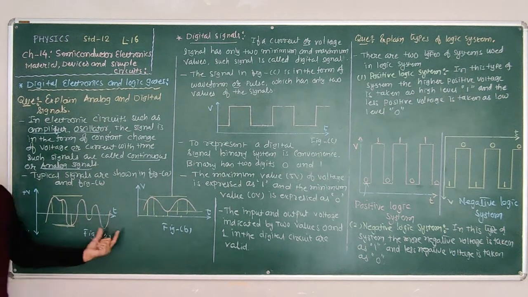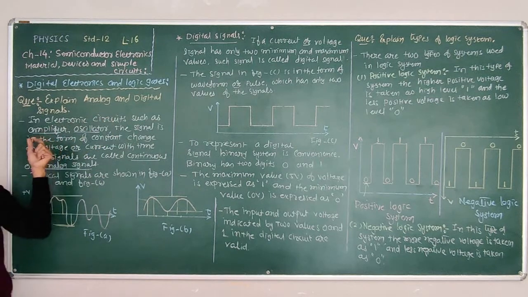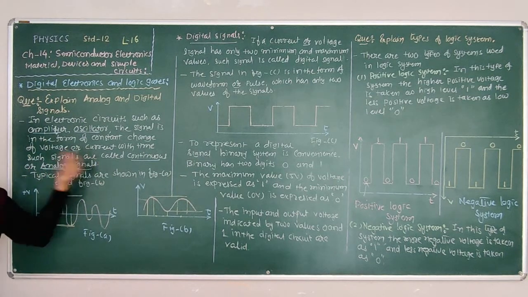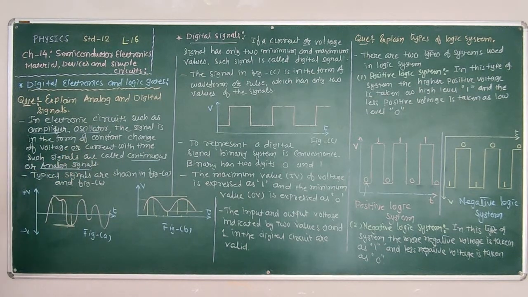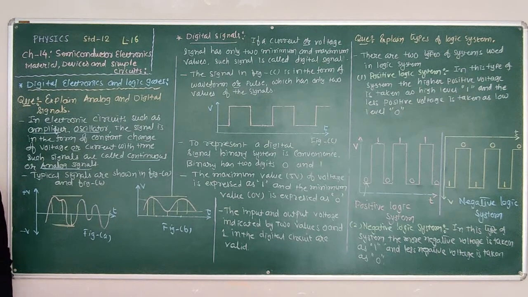Is that clear? So that is the analog signal. Again, in electronic circuits such as an amplifier or oscillator, the signal is in the form of a constant change of voltage or current with time. Such signals are called continuous or analog signals. The typical analog signals are shown in figure A and figure B. It is the shape of a sine curve or cosine curve, so sine or cosine curves are analog signals.